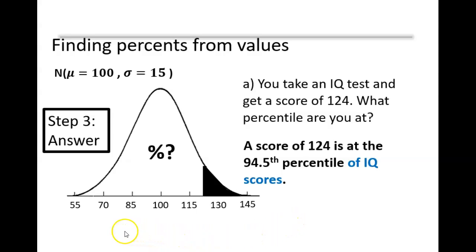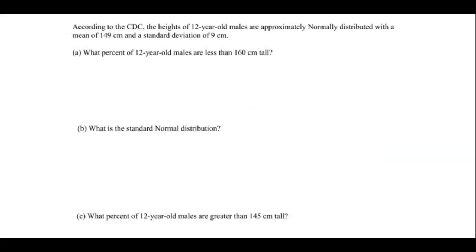So now I want to switch to the study guide, and I want to talk a little bit about some of the problems in the study guide. In your study guide, there's a few problems that deal with finding the area of the normal curve, and it's around the CDC's data on 12-year-old boy male heights, and we were told that they're normally distributed with a mean of 149 and a standard deviation of 9 centimeters.